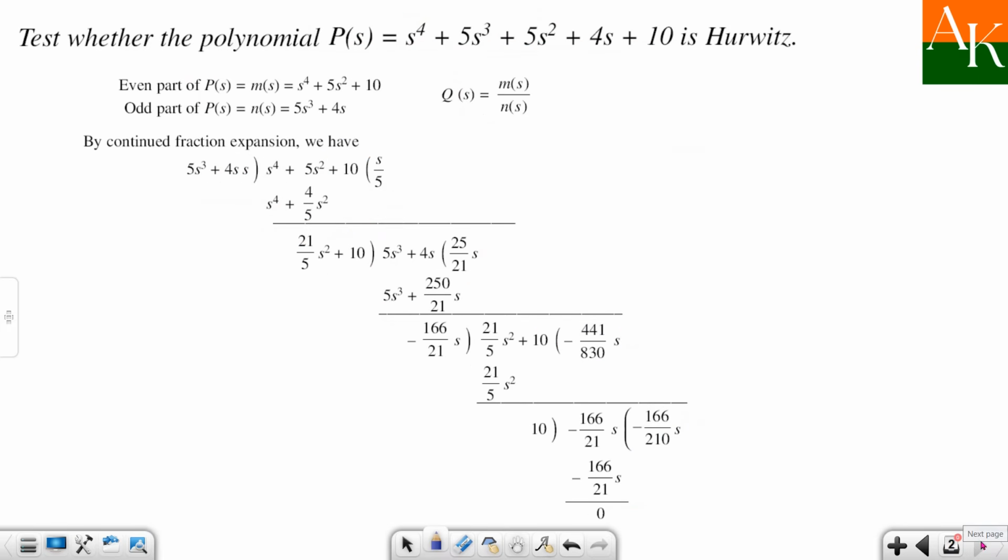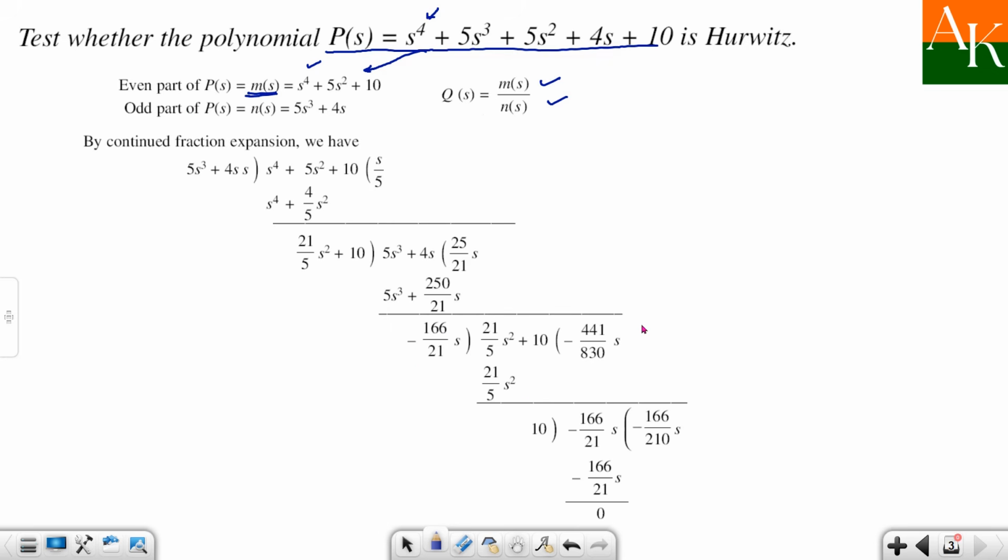Let us move to the next numerical. So you are given this polynomial, P of S is equal to so and so. So we separate out the odd part and the even part. First the even part is written here because the even part has the highest order, and that is s to the power 4. And now you do the continued fraction expansion of M of S by N of S. M of S, because it is of higher order than the odd part. And you carry out the continued fraction expansion.